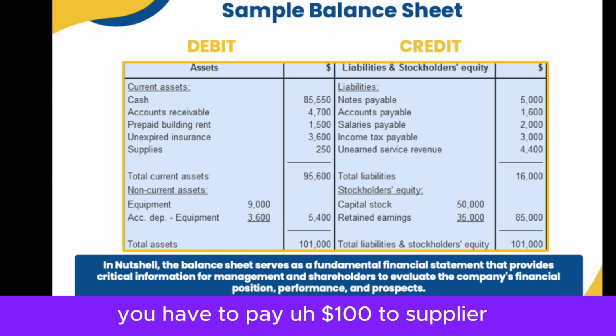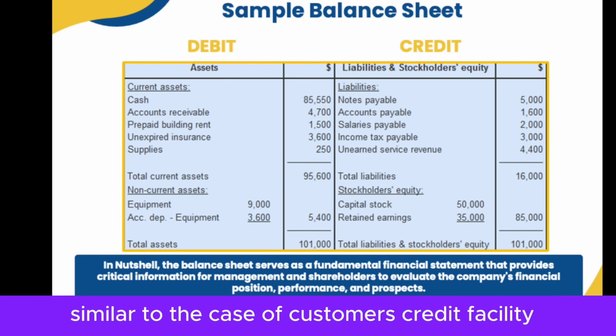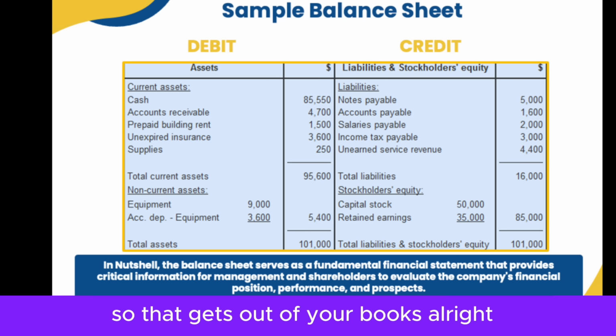For example, you have to pay $100 to a supplier. The supplier will give you 30, 45, 60 days, similar to the case of customers' credit facility, and you need to ensure that you make the payment within that period so that it gets out of your books. Similarly, notes payable.